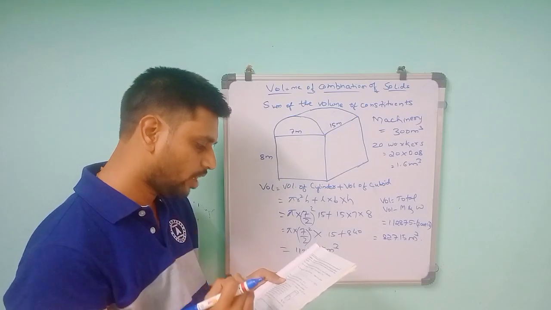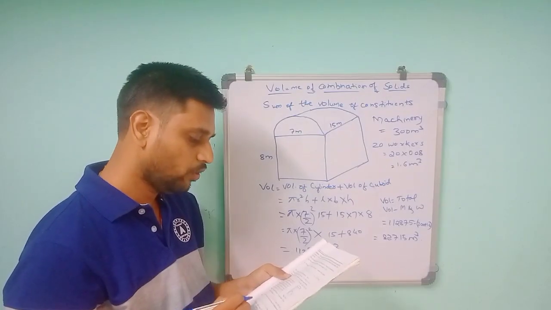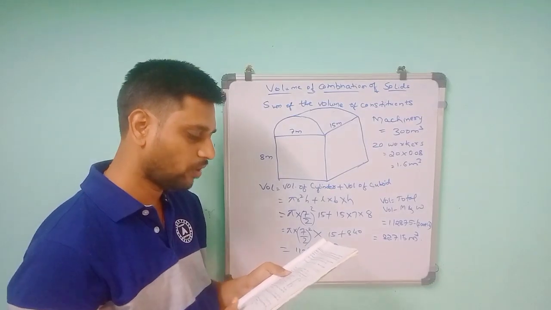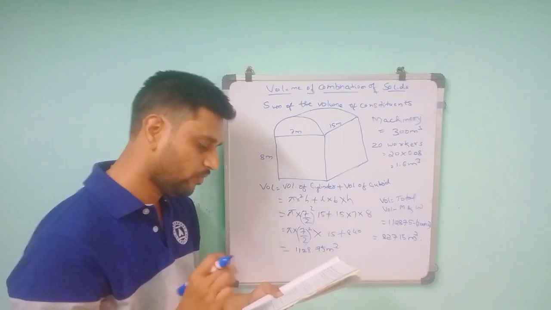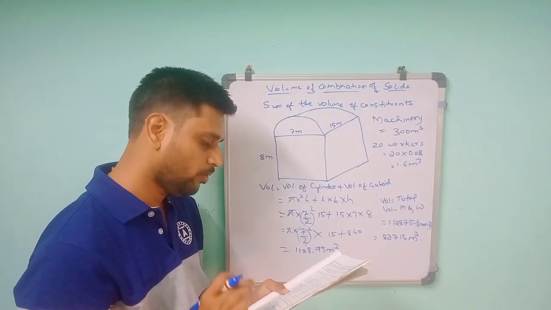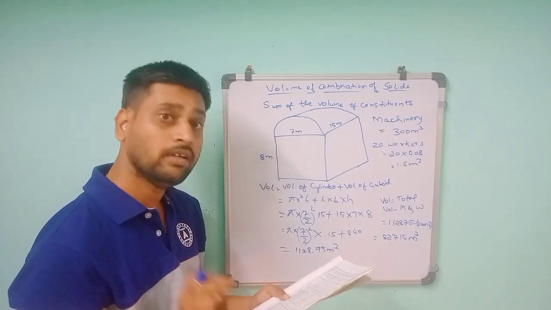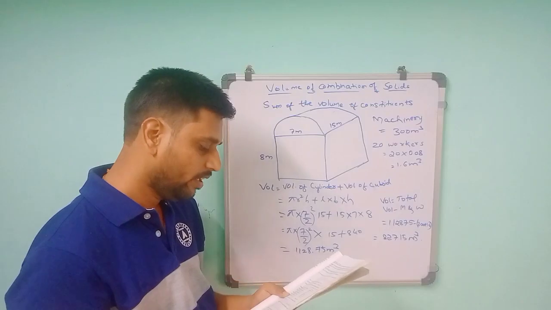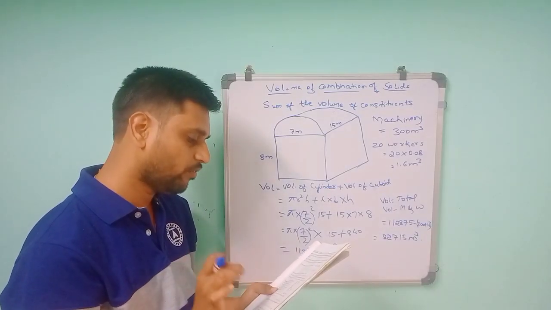But if you want the actual capacity, we have to include the hemisphere. For the hemisphere, we use the formula 2 by 3 pi r cube, because the volume of the hemisphere is given by 2 by 3 pi r cube. So 3.14 into 2 by 3 into 2.5 cube, you will get 32.71 centimeter cube. This is the volume of the hemisphere, but the upper part is the volume of the cylinder.